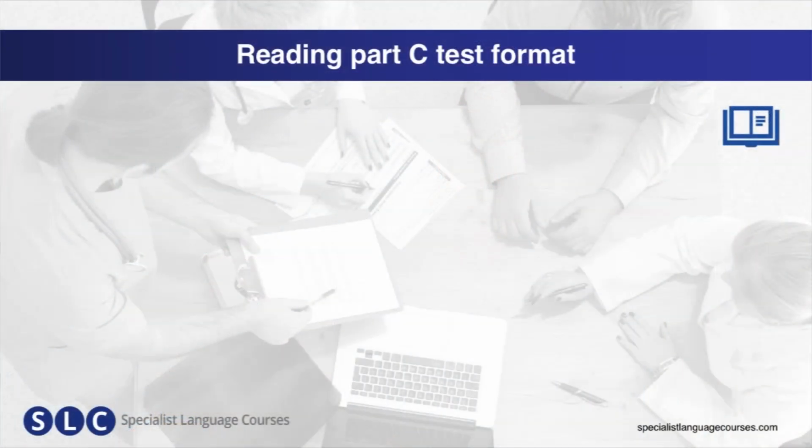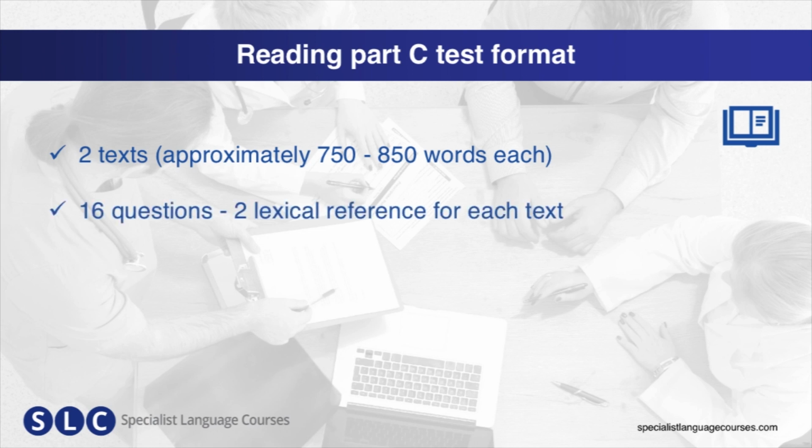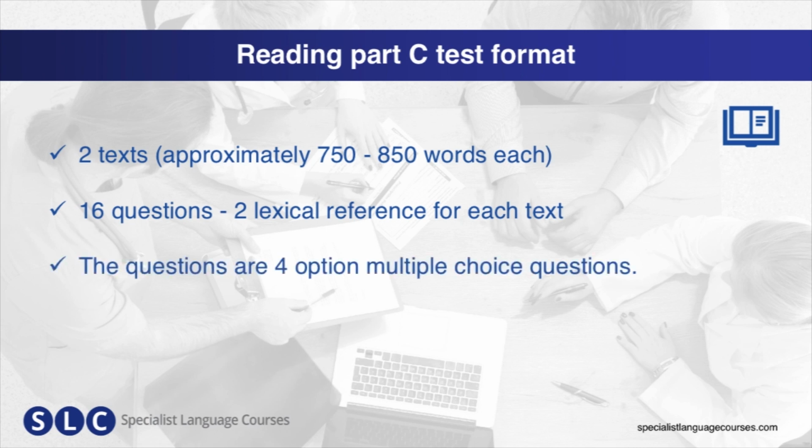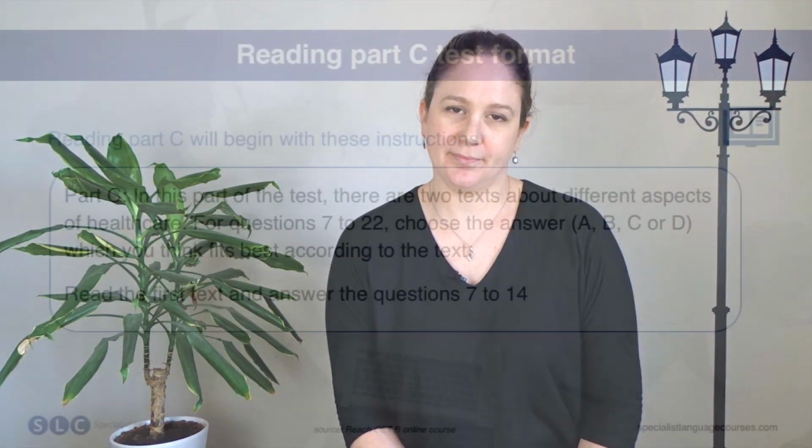So what's the exam format for Part C? There are 2 texts, each of them about 750 to 850 words long. There are 16 questions in total, 8 for each text. There will also be 2 lexical questions for each text included in that. So a question about vocabulary in context or a feature of cohesion. And each question is a 4-option multiple choice question. Reading Part C will begin with this set of instructions.